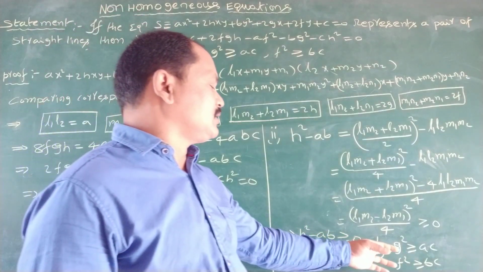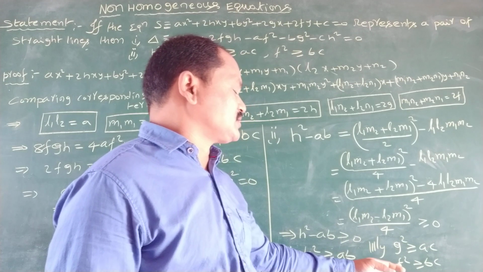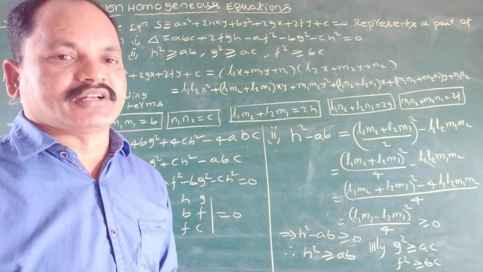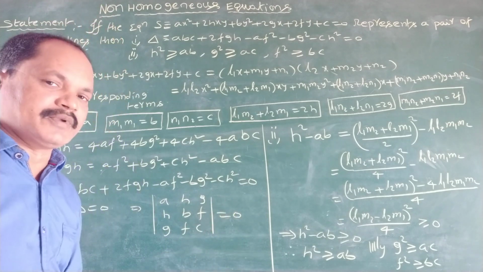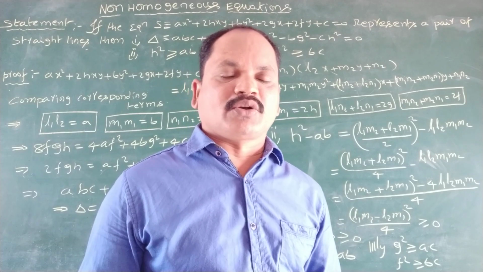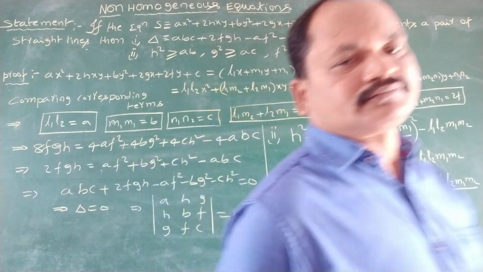Similarly, we have to prove g square greater than or equal to ac and f square greater than or equal to bc. That's why this is a very important theorem for 7 marks in the IP board exam. The most important theorem. Write it fast, all of you. Okay. Now we are going to the questions on the concept.